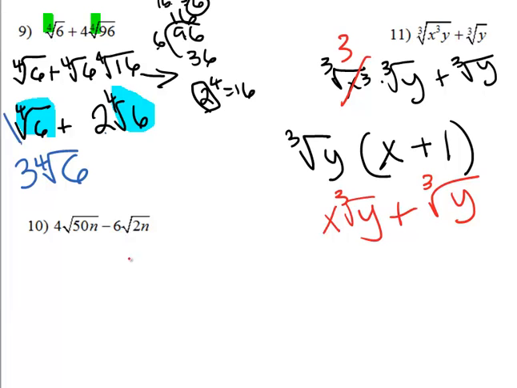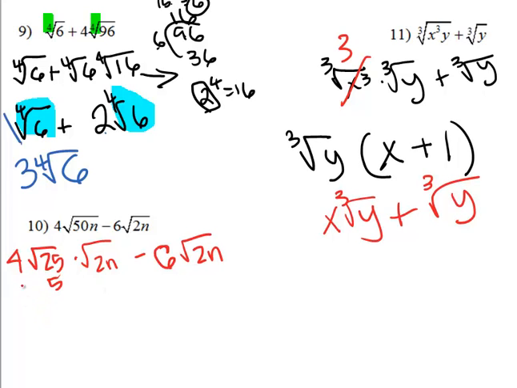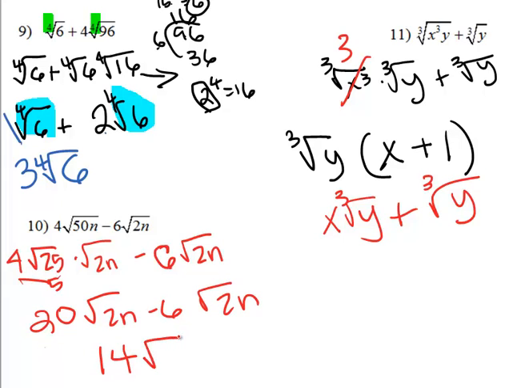So here, again, we're going to do some factoring because this is the same as 4 square root 25 times square root of 2n minus 6 square root 2n. That's the same as 5, so 4 times 5 is 20 root 2n minus 6 root 2n. 20 minus 6 is 14. And again, these are just chunks that I'm handling just like I would a variable.